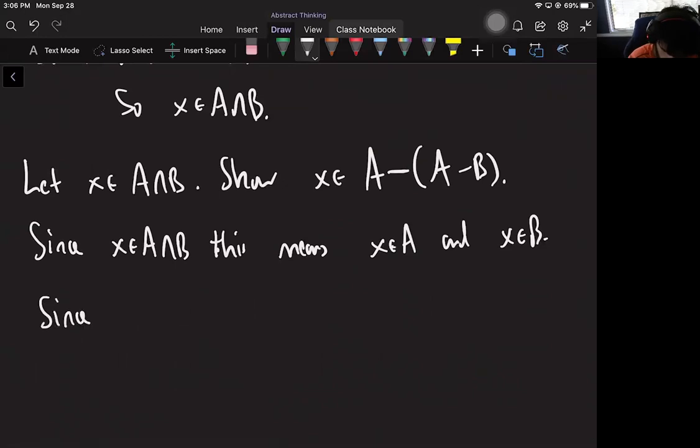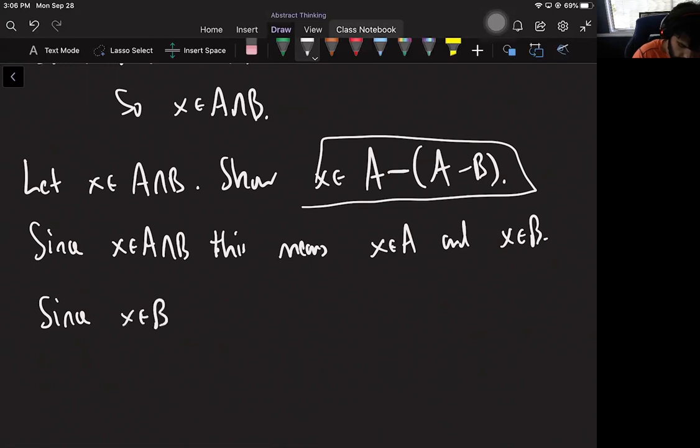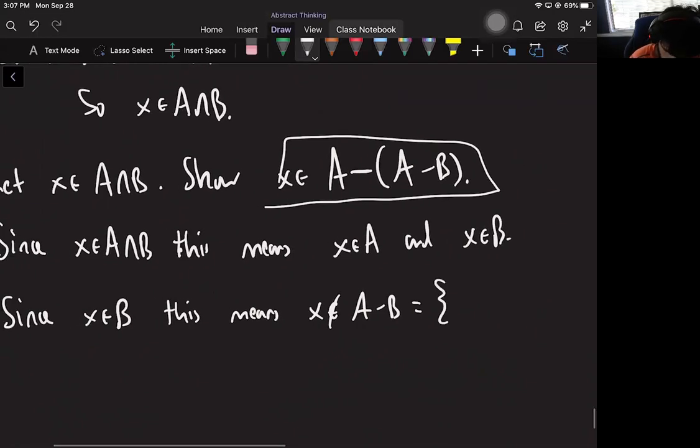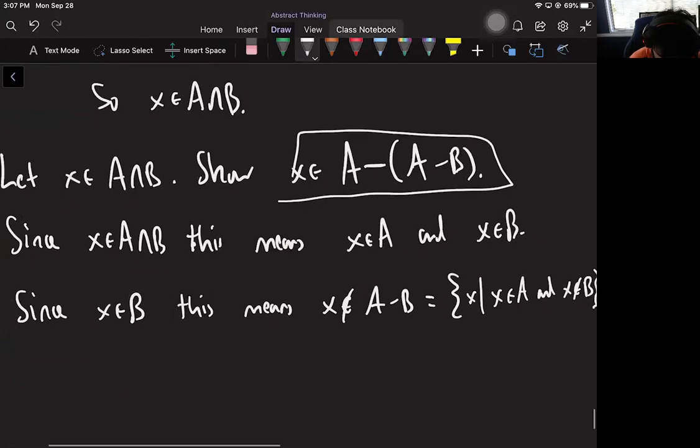What do we want to get to? We want to get to X being in here, which means we want X to be in A, but not in A minus B. Well, since X is in B, this immediately means something good, that it's not in A minus B, because A minus B doesn't have stuff from B in it, but X is in B. So X can't be in there because it's in B.